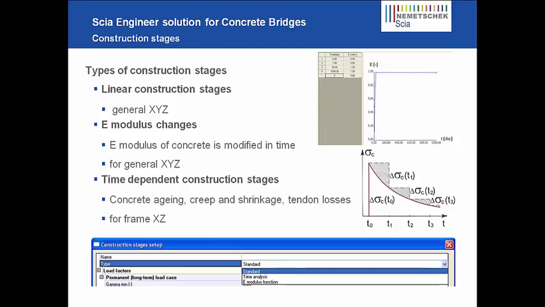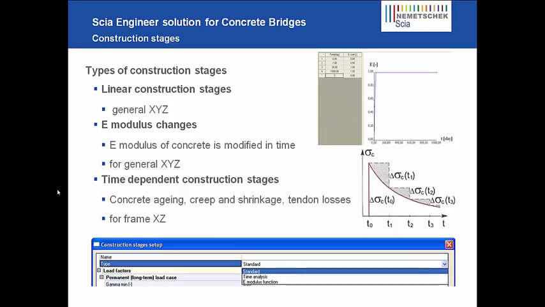Then we have some more advanced construction stages, which are actually an extension of these normal construction stages. For example, you can take into account that the E-modulus changes in time, so the strength and elasticity of your concrete change in time. You also have time-dependent construction stages, or TDA, time-dependent analysis. In your time-dependent analysis, you also take into account concrete aging, creep and shrinkage, and tendon losses.